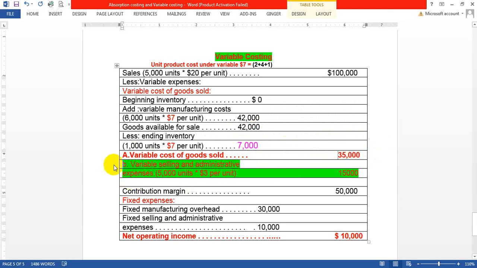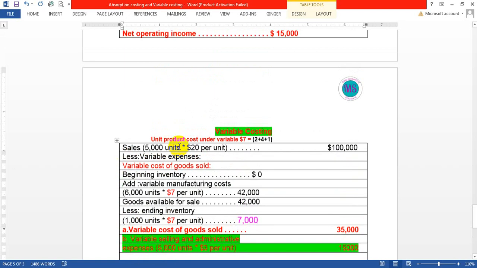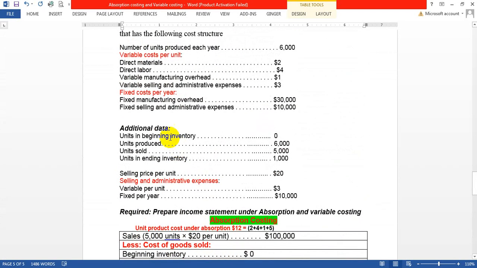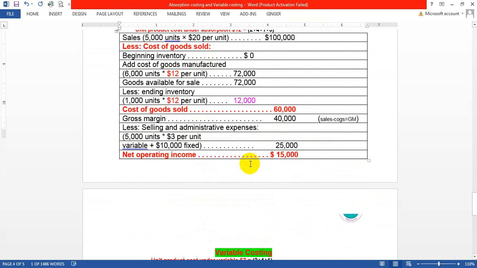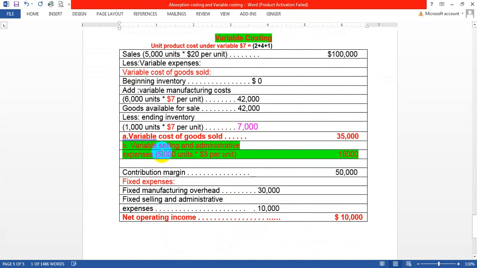Now I want to calculate my second variable expense, my variable selling and admin expense. See here in the question, the variable selling and admin cost per unit is 3, and 5,000 units were sold. So I multiply 5,000 by 3. 5 threes are 15, so my variable selling and admin cost is 15,000.